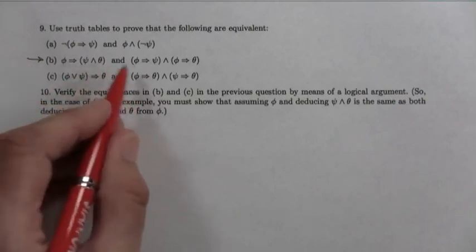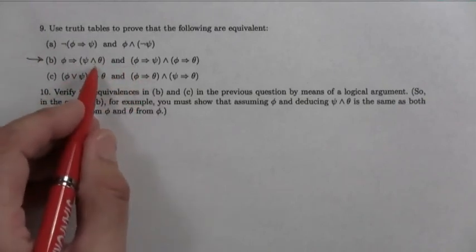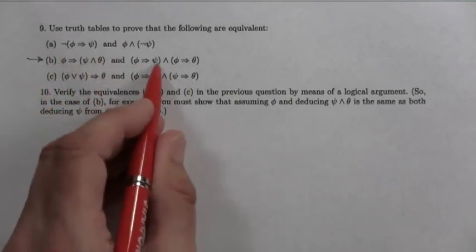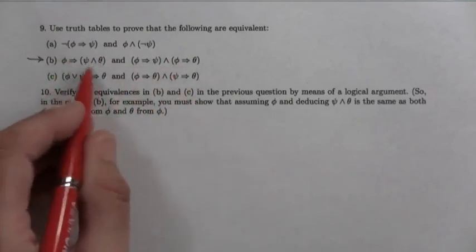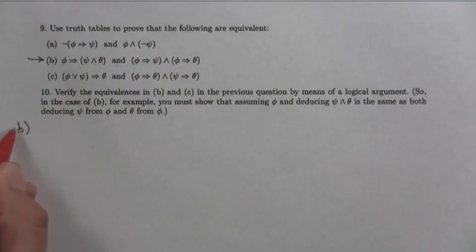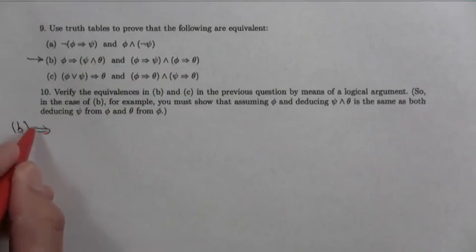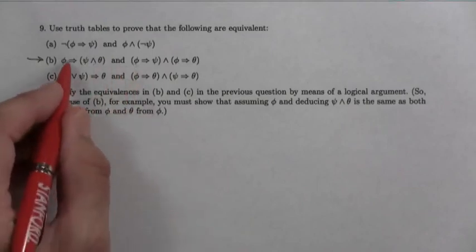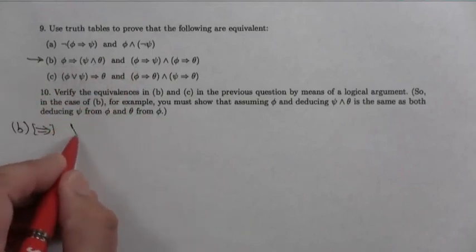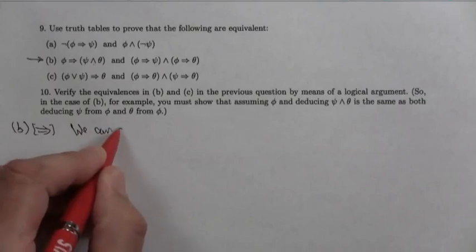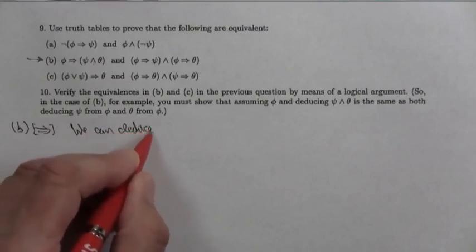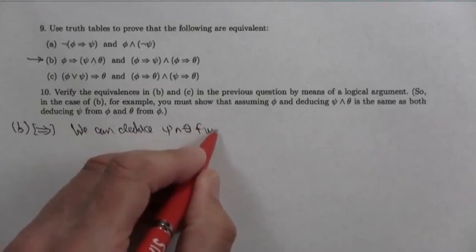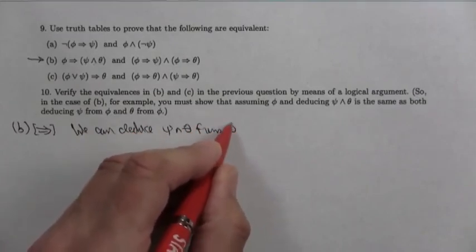And we want to show that these two things are equivalent. Now, equivalence is a two-way street. We have to show that this implies that and that that implies that. And so there's two parts. I'll first of all go left to right. I'll show that this implies that. Well, this tells us that we can deduce psi and theta, that formula, from phi.